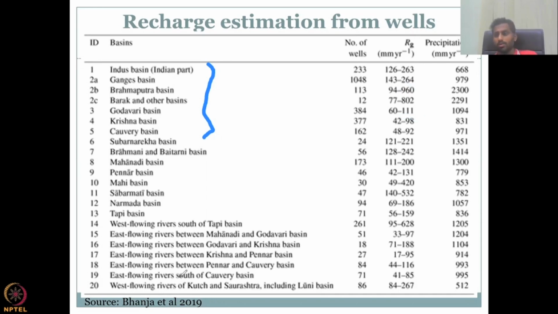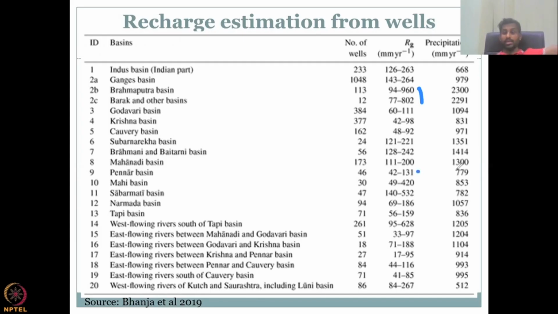Actually, all of them are basins, so all of them have a river and so on, so you will see some part of alluvial in it. But what is the major discussion in this slide is that you have multiple wells that can give you accurate data for estimating recharge. And the recharge is not the same across India. This is the driving factor. It could be 960 in the Brahmaputra, whereas it is only 131 in the Pennar basin in the south.